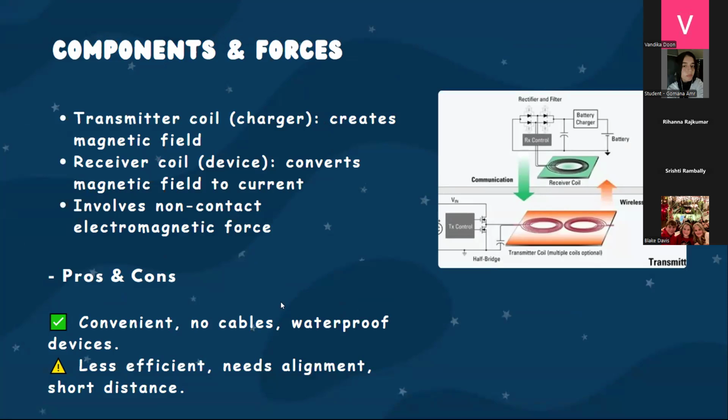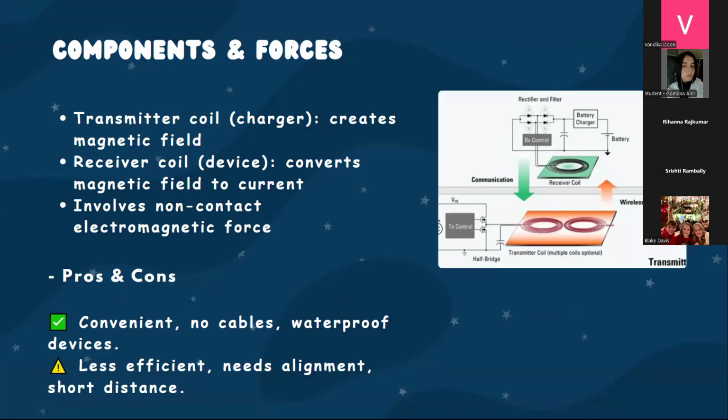There are two important parts: the transmitter coil inside the charger, which makes the magnetic field, and the receiver coil inside the phone, which picks up the magnetic field and turns it into an electric current.